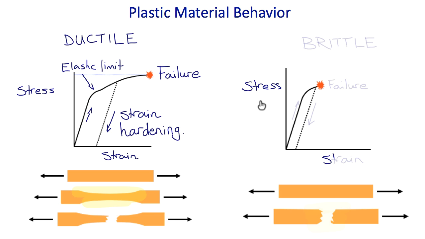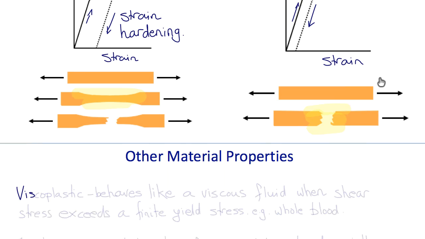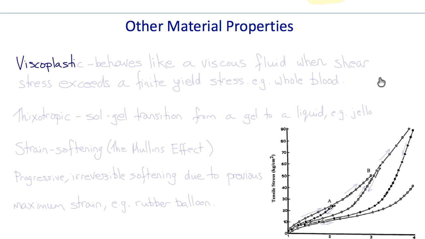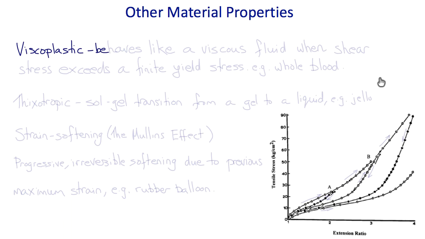Another type of failure occurs in materials that are brittle. Soon after the elastic limit is achieved, the material fails suddenly, and this is called brittle failure, and such a material is called a brittle material. There are many other types of material behavior.